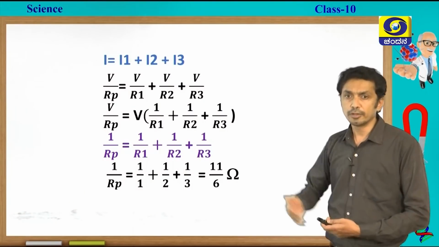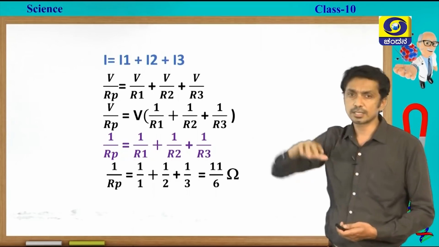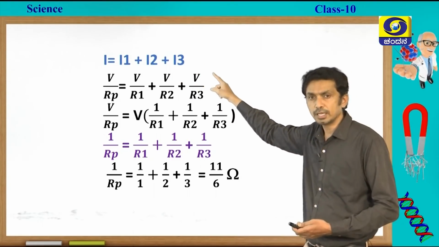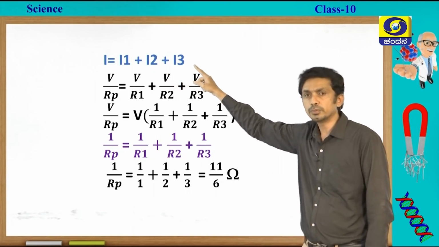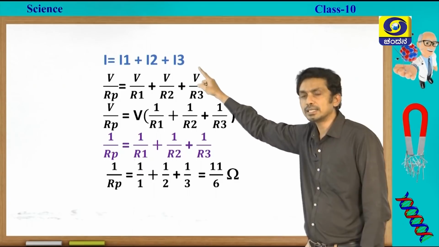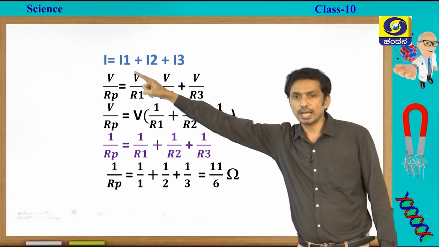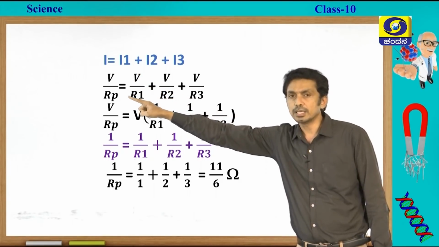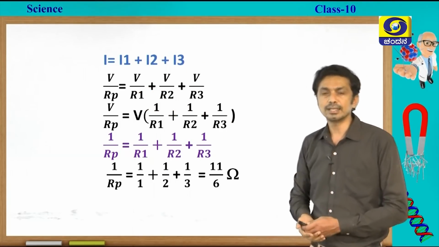So now children, we will write it here that as in the series resistors cases, we wrote V is equal to V1 plus V2 plus V3. Here we will write electrical current, total electrical current is equal to the sum of electrical currents in each branch of the resistor. And here we can write by Ohm's law as V by R, and Rp is the equivalent resistance when the resistors are in parallel.